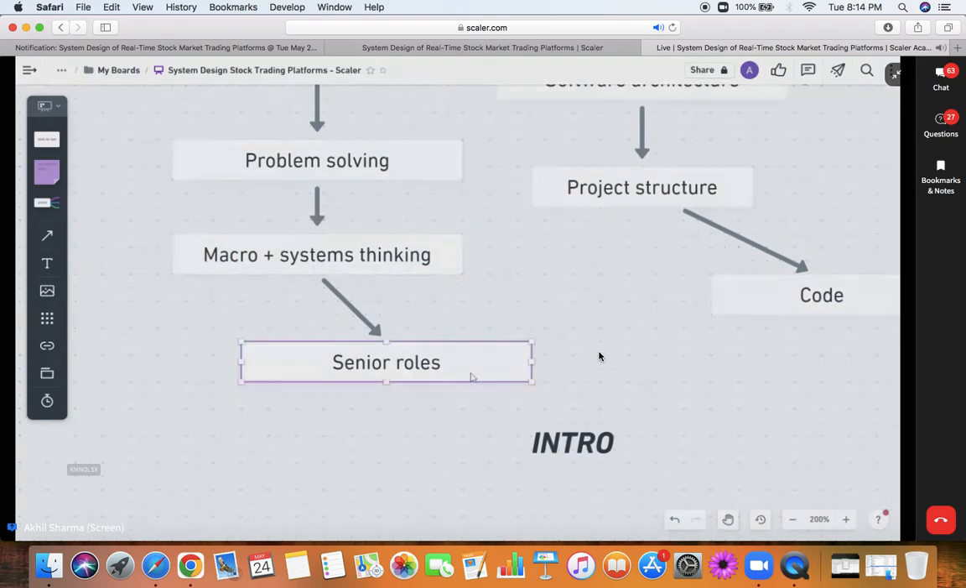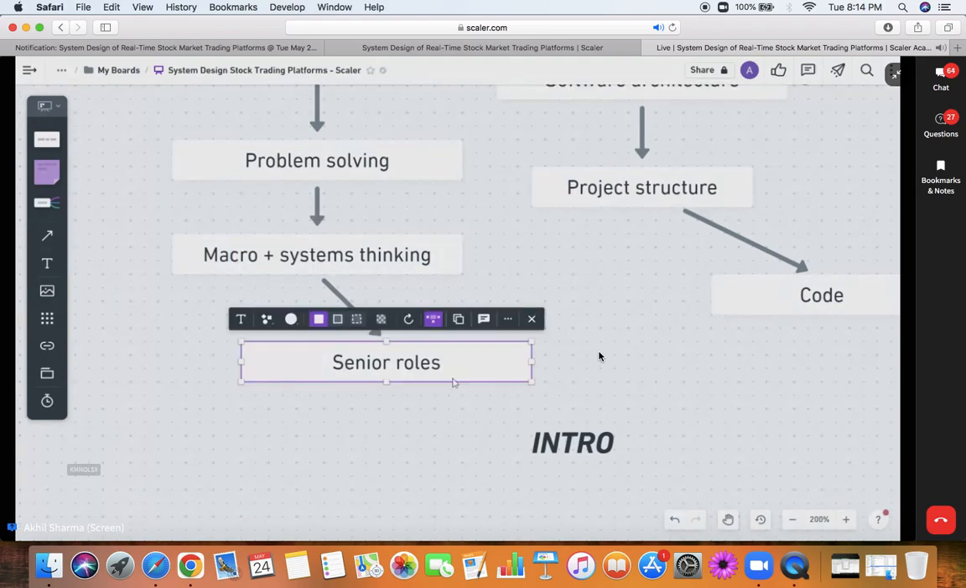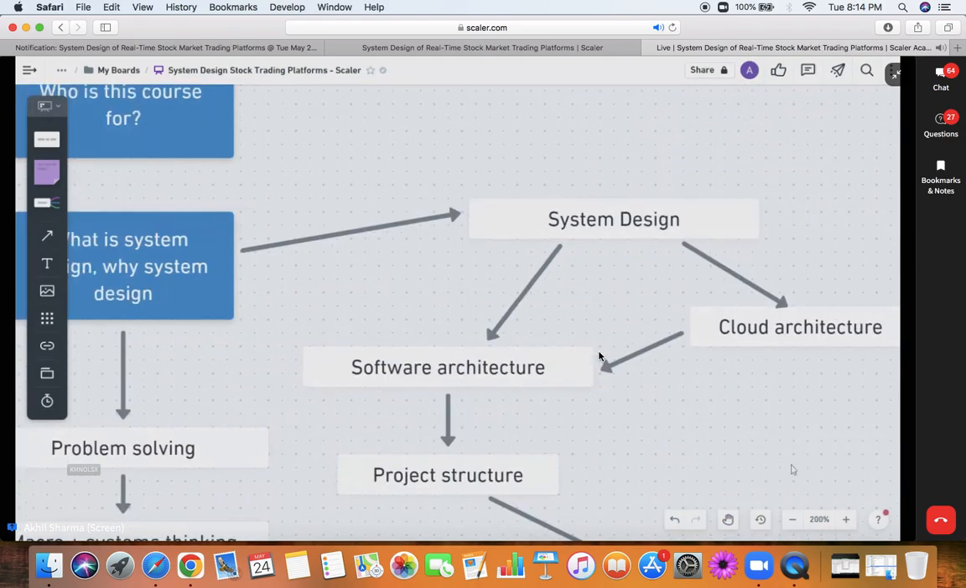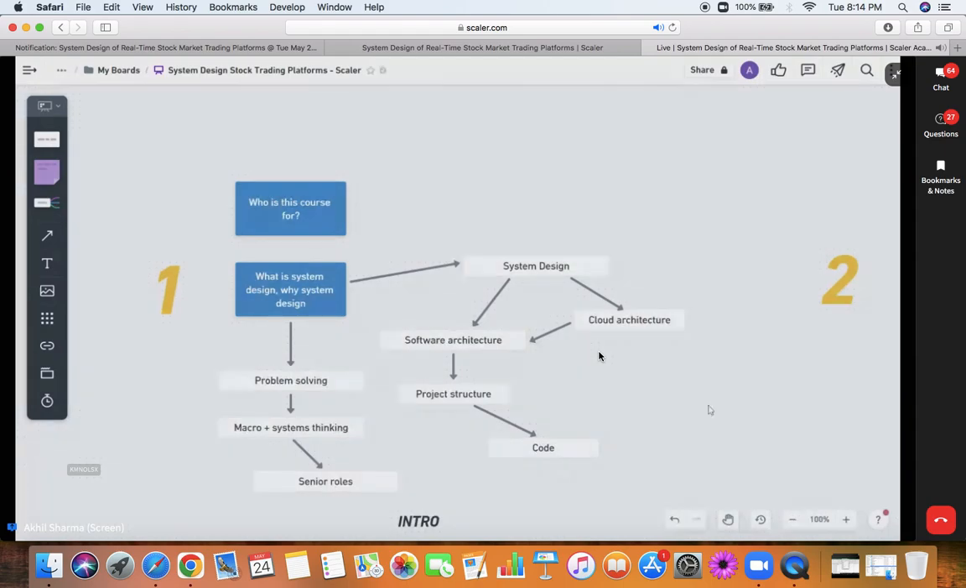Like I said, the more senior the role, the more understanding of system design you need. And the problem that we are solving today, which is system design for stock trading platforms, is an advanced problem for system design. This is almost the final boss that you see as a system design problem.